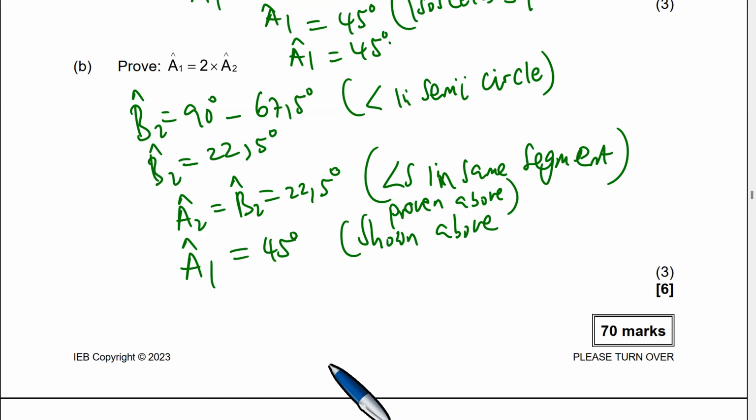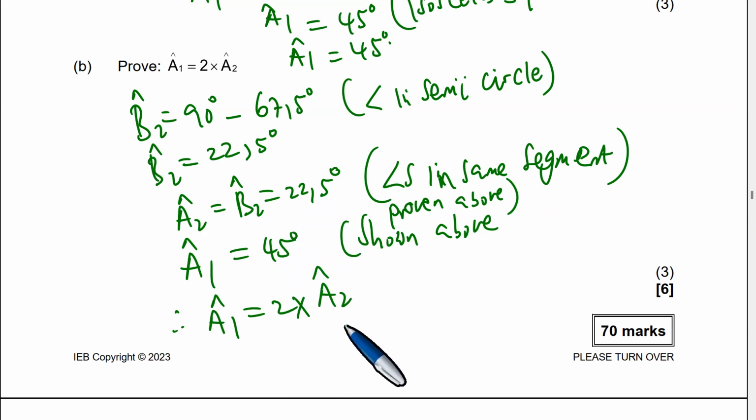So what do we need here? It is clear, therefore, that angle A1 is 2 times angle A2, because angle A1 is 45 degrees and A2 is 22.5. If you take 22.5 and multiply it by 2, it becomes 45 degrees. So A1 is 2 times A2. We've proven that angle A1 is 2 times angle A2. Next.